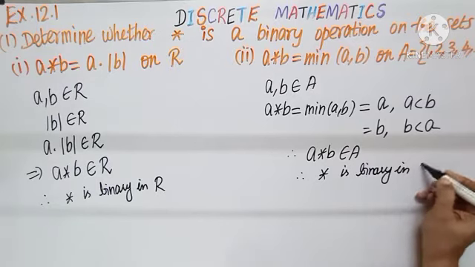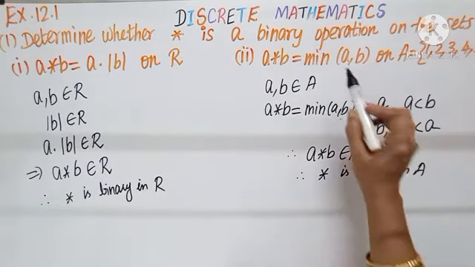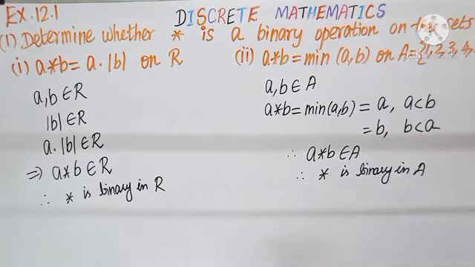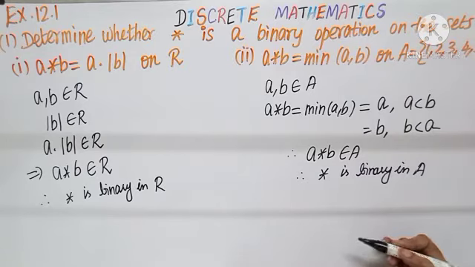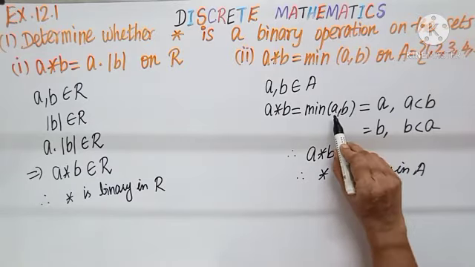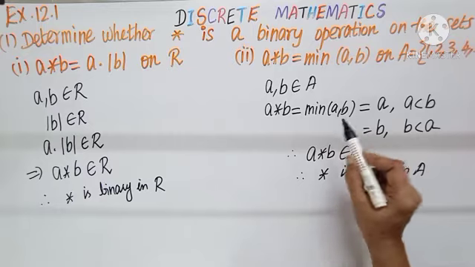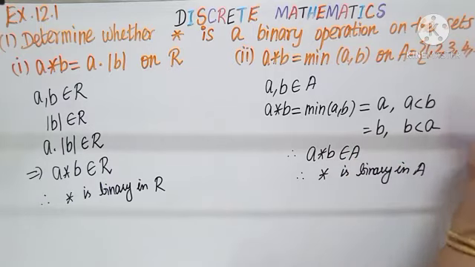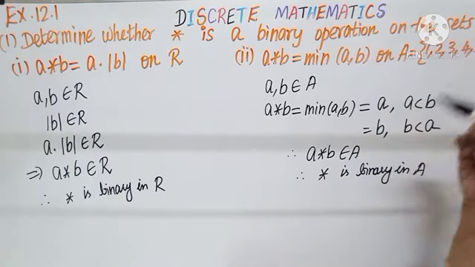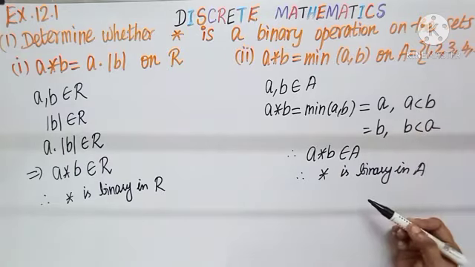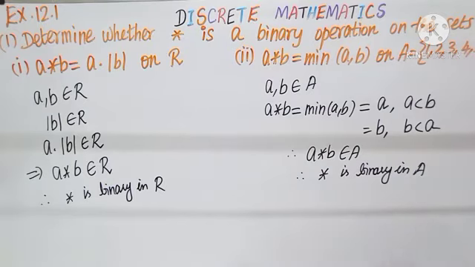So it's a simple problem. My question is minimum of A, B. For example, I take minimum of 1, 2. My answer is 1. I take minimum of 5, 2. My answer is 2. So in every case, the minimum will be either the first number or the second number, but both the numbers are in A. So my answer, A or B, is obviously in A, and therefore star is binary in A.